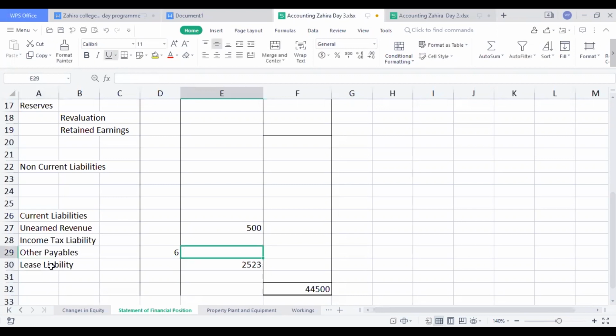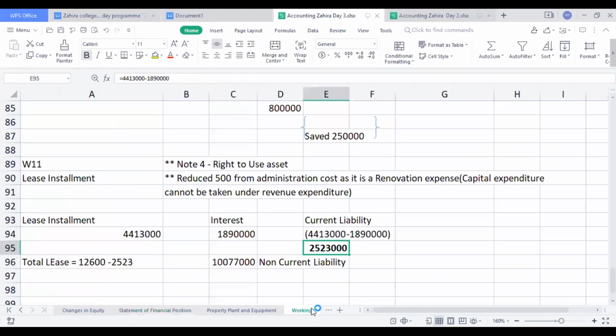So I'll write here 2523 and here lease liability 10,077. These are the two things which I did now. Then we have workings. We are done with this adjustment. Yes. Almost everything is done.